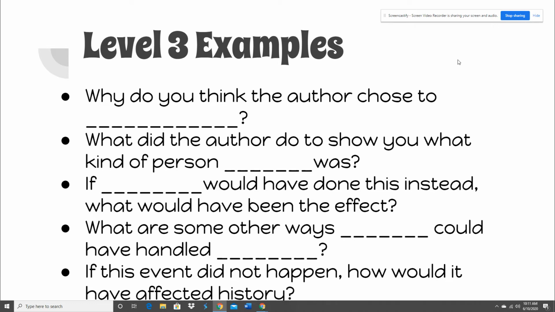Maybe a little differently. If this event did not happen, how would it have affected history? Let me think through this one. If the Nazis won World War II, what would our world look like today? Maybe that's something I could research and say, this is what I think would have happened. I think at some point we would have beat them, or this is what we would be doing. There are even some TV shows. This is a very interesting question to answer.